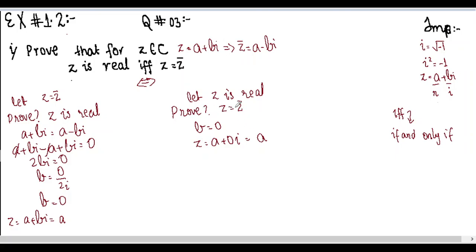And what do we have to prove? That z equals z bar. So now we have to find its conjugate. Now what is the conjugate? We have to change the sign of the imaginary part. This is the imaginary part. We have to change its sign.